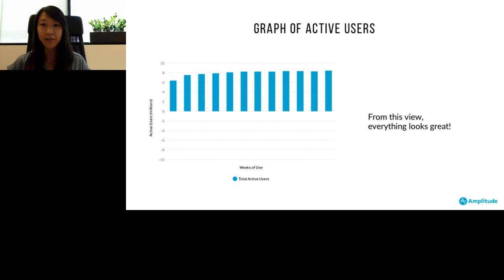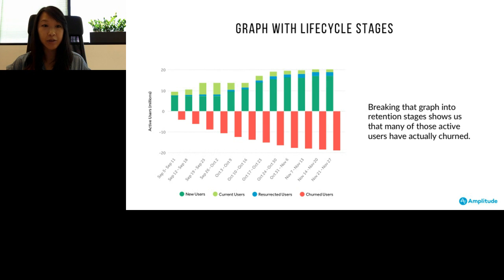But now let's look at what this graph looks like when we break the active users up into the 3 buckets that we talked about: new, current, and resurrected users. Here we have new users in dark green, current users in light green, and resurrected users in blue. And then the red bar that's negative is also showing the number of users who have churned out each week.